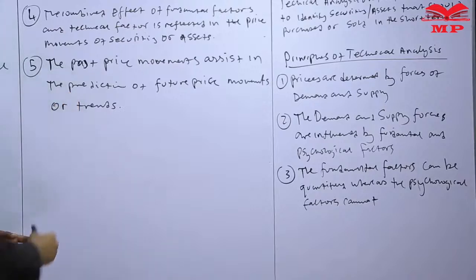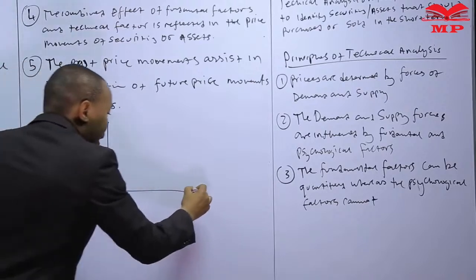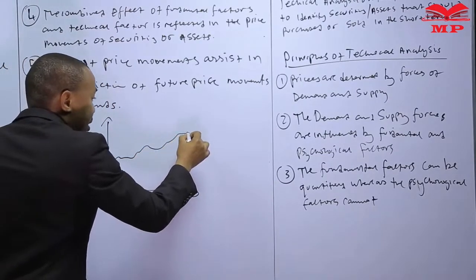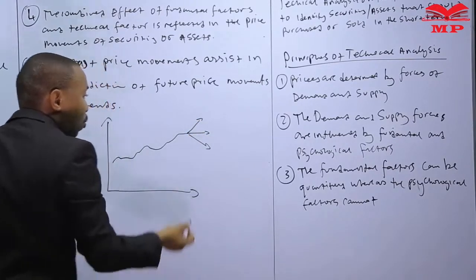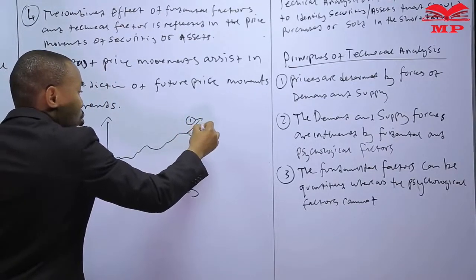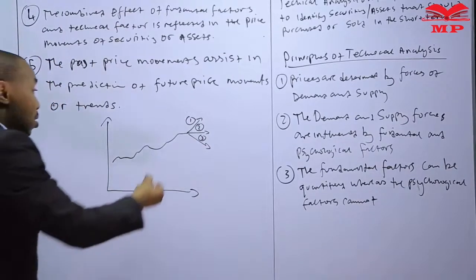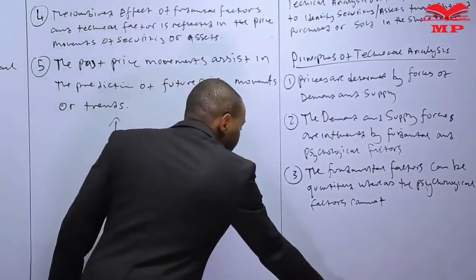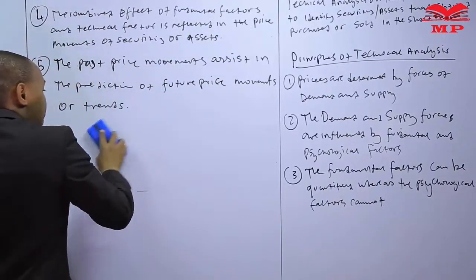Then we are saying that the past price movements assist in prediction of future price movements or trends. So we are saying the use of graphs and charts can provide some bearing as to which direction the share price will move. Is it either going to be 1, 2, or 3 right there? So that is what we're saying. The analysis of past price movements can dictate the future price movements in at least the short term.